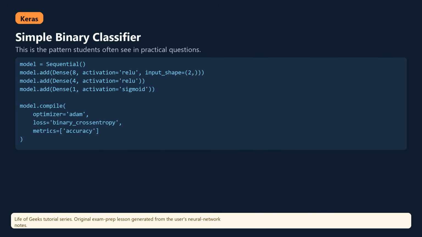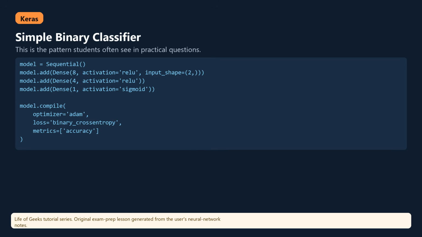This Keras example is a simple binary classifier. Sequential means we build the model layer by layer. The first dense layer has 8 neurons, uses ReLU, and expects 2 input features. The second dense layer has 4 ReLU neurons. The final dense layer has 1 neuron with sigmoid activation. That final sigmoid is the clue that this is binary classification.